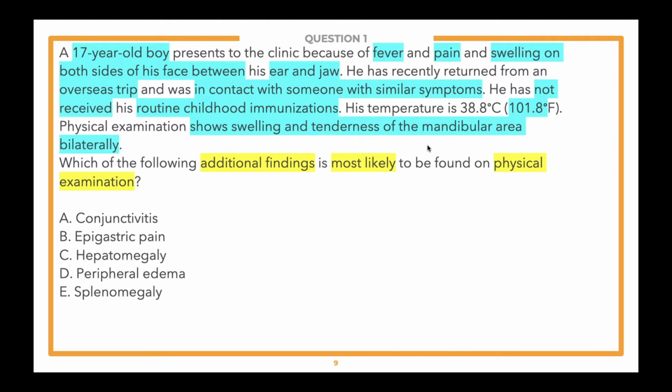Answer choice E, splenomegaly. D, peripheral edema. C, hepatomegaly. B, epigastric pain. And A, conjunctivitis.